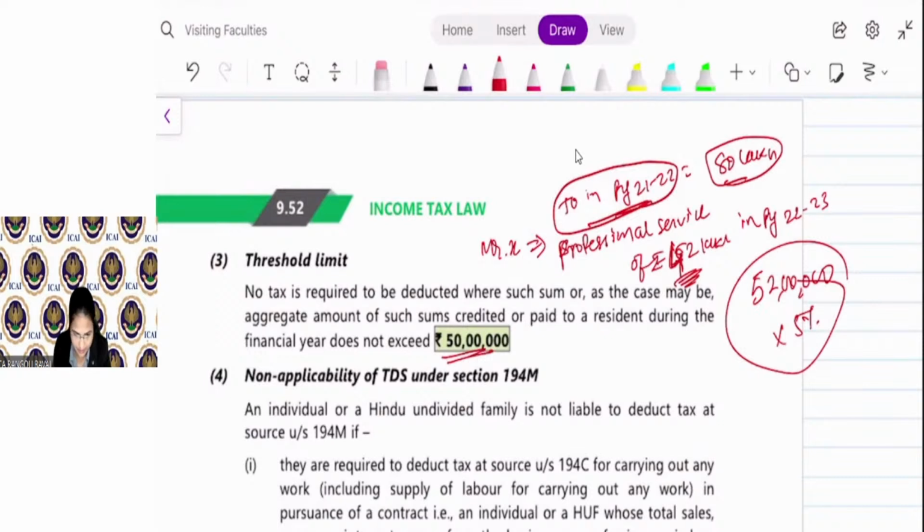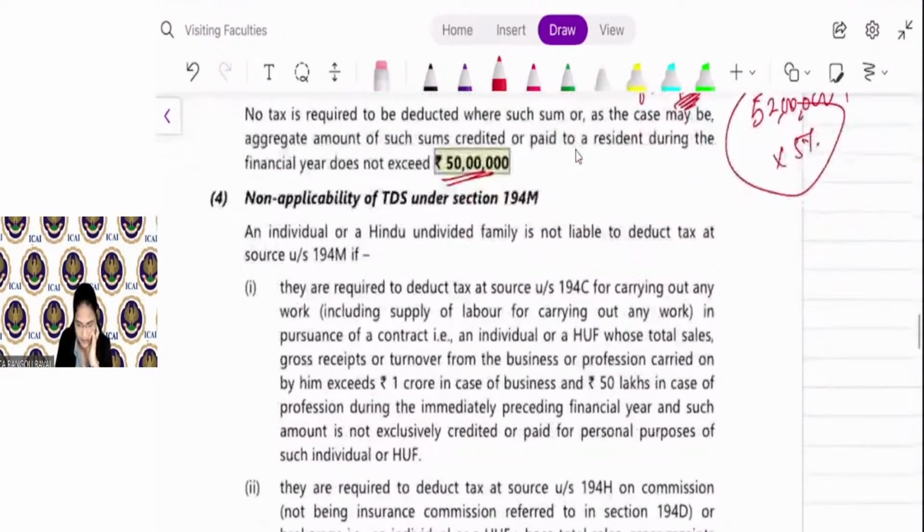Yes, yes, yes. 194C, H and J not applied. If you have less turnover, then 194M applies. Mohammed, if 194J is applicable, then 194M is not applicable. Let us discuss the non-applicability of TDS under section 194M.